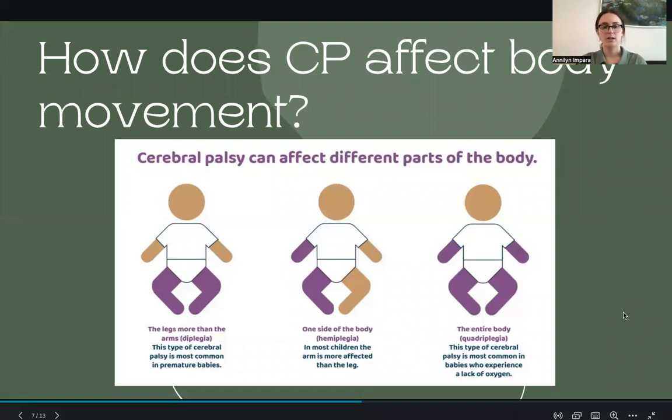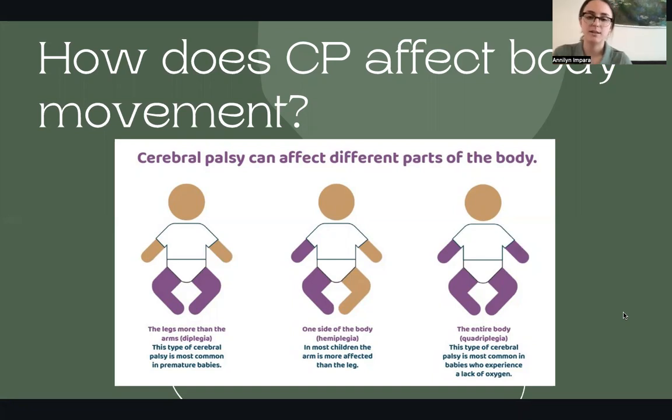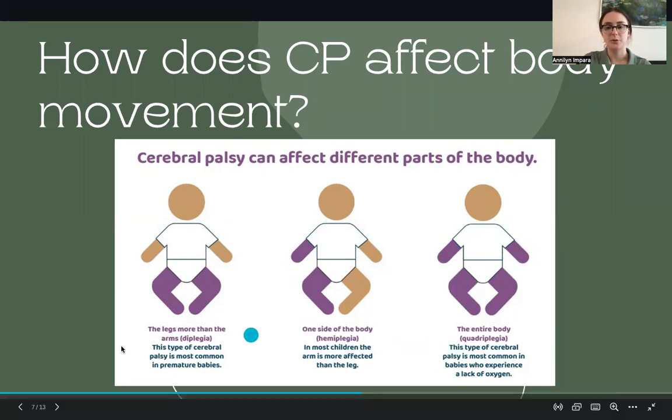So now, how does CP affect body movement? So as we can see in the picture, cerebral palsy affects different parts of the body. So the first one just affects the legs, which is the most common in premature babies. Another type is where it only affects one side of the body, which is the type that my friend has. And then there's another type that affects the entire body, which is most common with babies who experience a lack of oxygen.